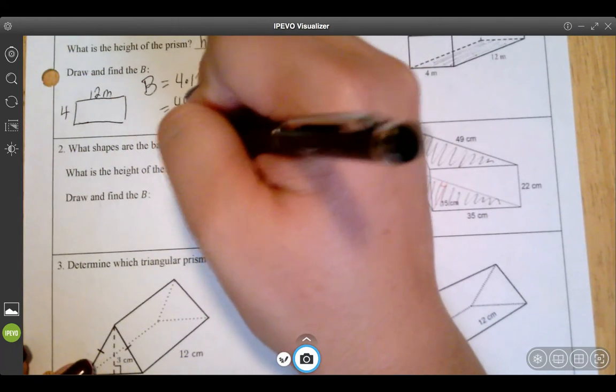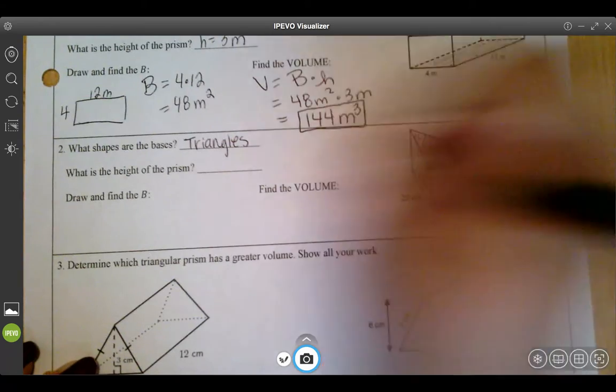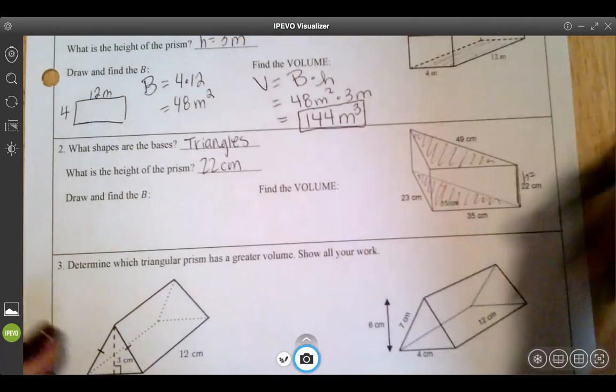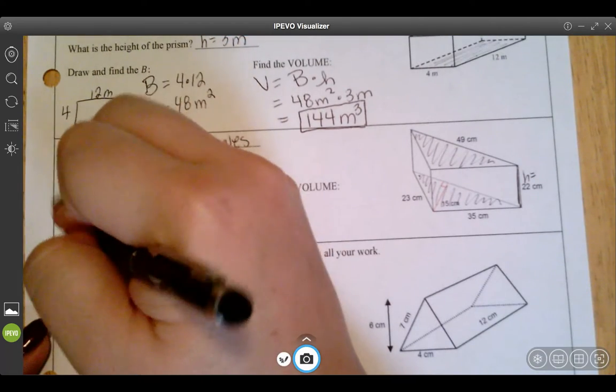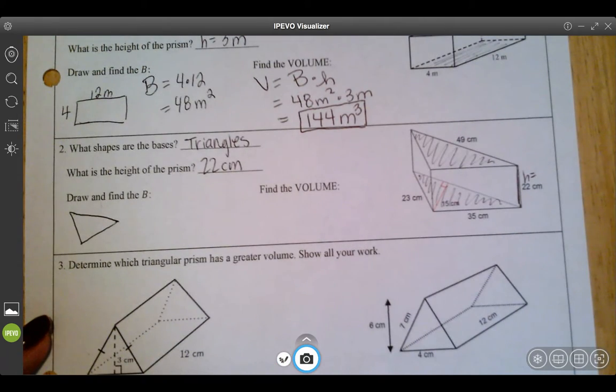So our bases are triangles. The height goes between the two bases. That's 22 centimeters. Our base is a triangle. Now be careful, we don't want to make any triangles right triangles that weren't already before.